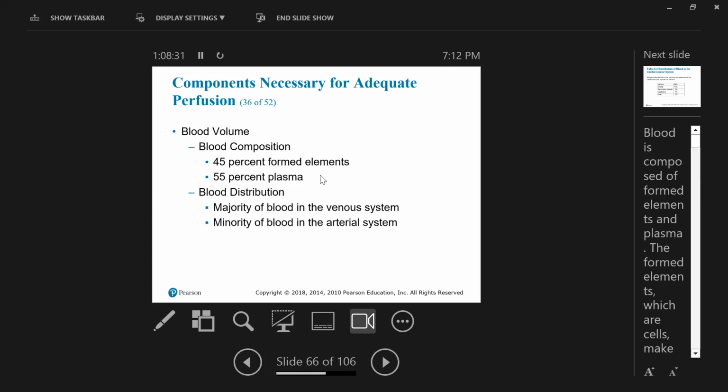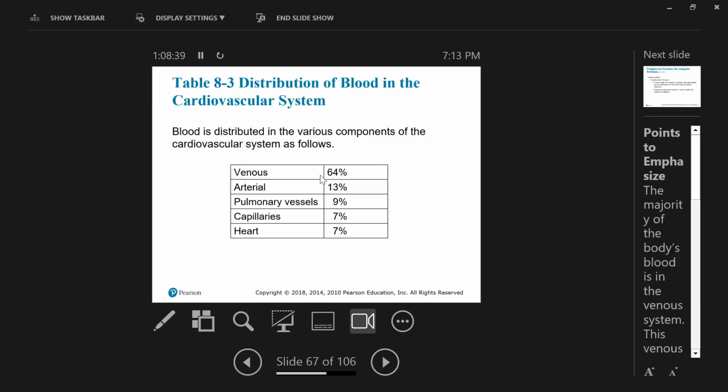Blood distribution: the majority of the blood is in the venous system, and a minority is in the arterial system. 64% is in venous, arterial is 13%. You have pulmonary vessels at 9%, capillaries 7%, and the heart 7%.